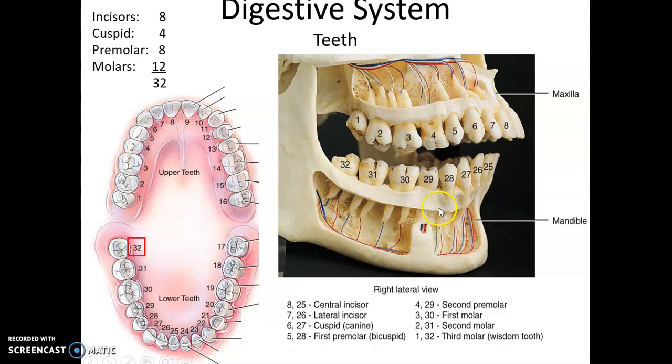When you look at an adult skull, you would find that the average adult should have 8 incisors, 4 on top, 4 on the bottom, 4 cuspids, 2 on top, 2 on the bottom, 8 premolars, 4 on top, 4 on the bottom, and 12 molars, 6 on top and 6 on the bottom. A lot of people have their wisdom teeth removed. The wisdom teeth are the last of the molars, so people who have their wisdom teeth removed actually only have 8 molars instead of 12.